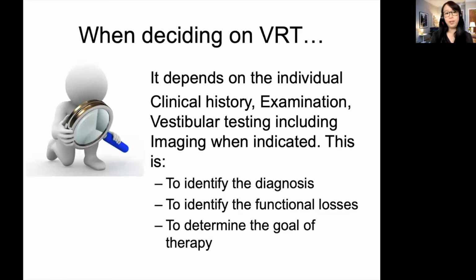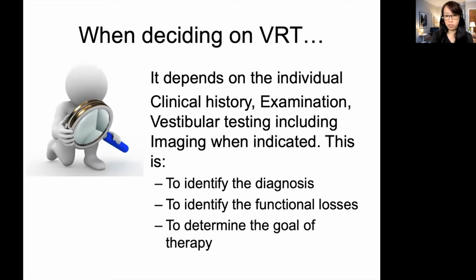So what are the types of VRT programs available? How do we decide on the type of VRT program for the patient? It depends on the individual clinical history, which is very, very important, because you need a diagnosis. Then it's examination, bedside testing, vestibular testing, including imaging when indicated. Why do we go through all this, which sometimes can take an hour plus or even more? With the vestibular testing, it can take up to 2 hours. This is to identify the diagnosis.